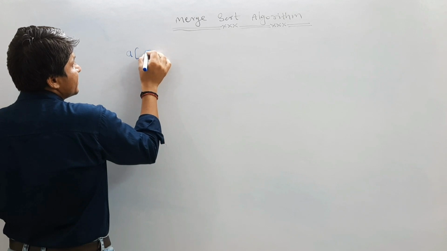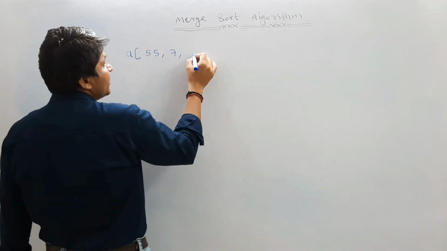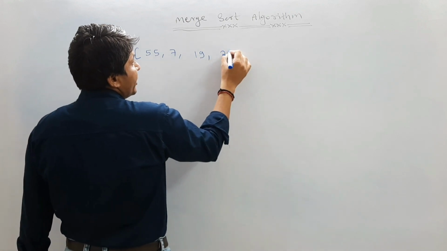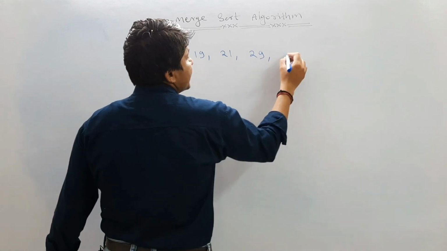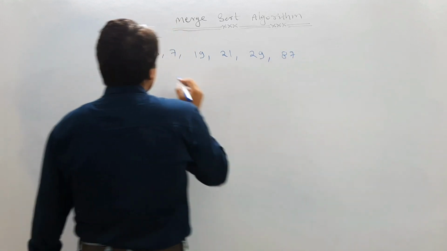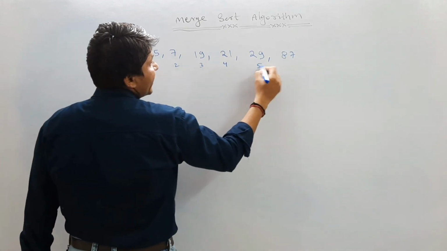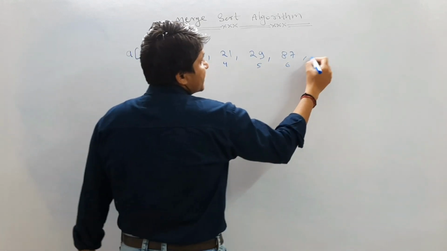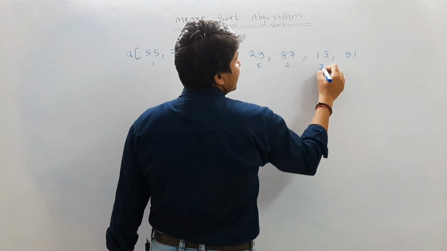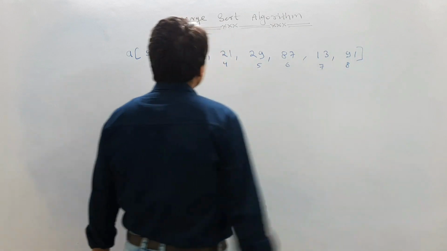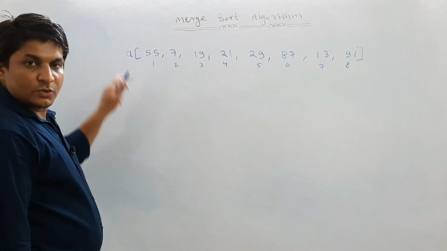So let us assume this is 55. Let's say this is 7. Unsorted array we are taking randomly. So let's say this is 19. This is 21. This is 29. Let's suppose this is 87. So let me take how many elements? 1, 2, 3, 4, 5, 6. Let's say this is 13 and this is 91. So 7, 8. Total array contains 8 elements, and this is an unsorted array. Now I want to apply merge sort on this.